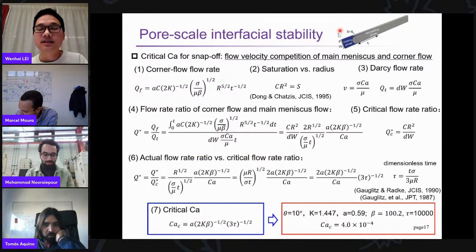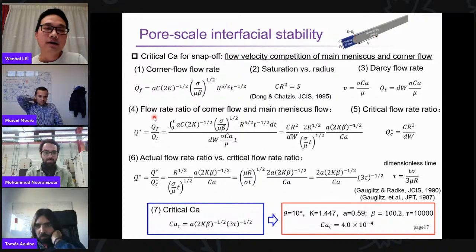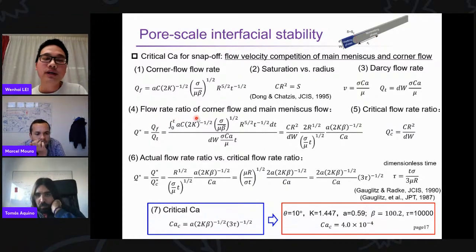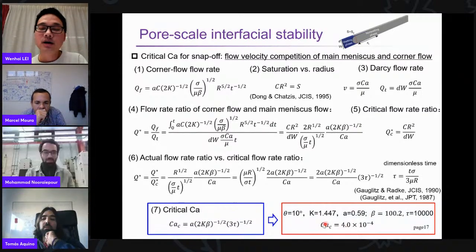So first, let's consider imbibition behavior in a square capillary tube. We will calculate the flow rate ratio of the corner flow and the main meniscus flow. When they are equal, we get the critical capillary number. When the capillary number is smaller than the critical capillary number, the corner flow will dominate the flow behavior. Otherwise, the main meniscus flow will dominate the behavior.